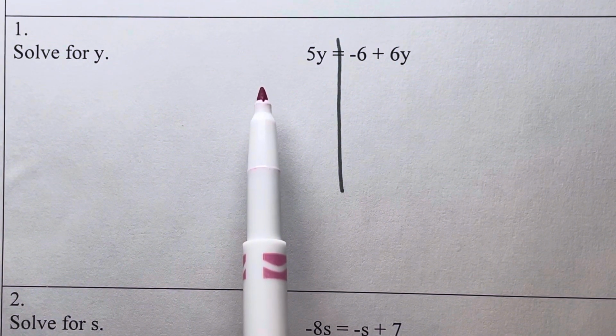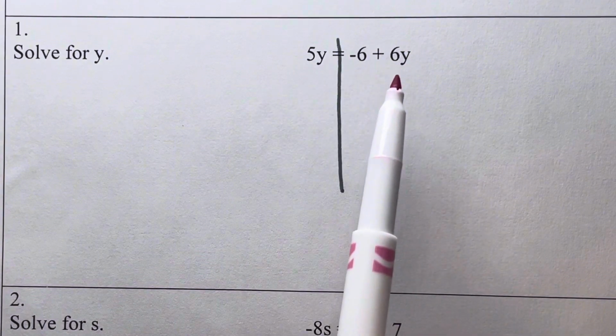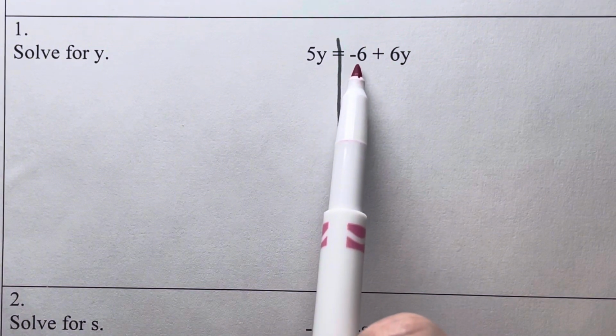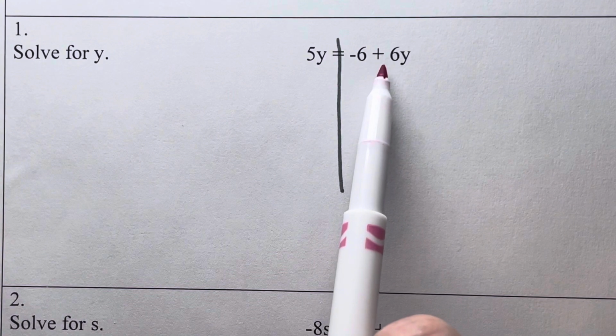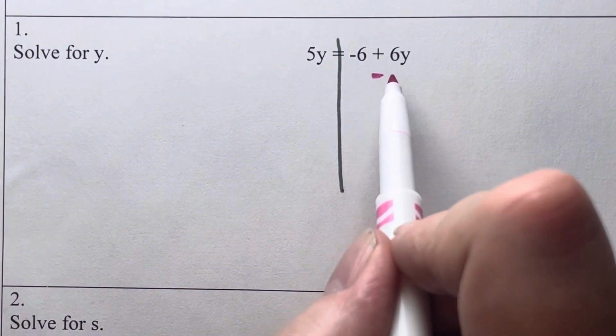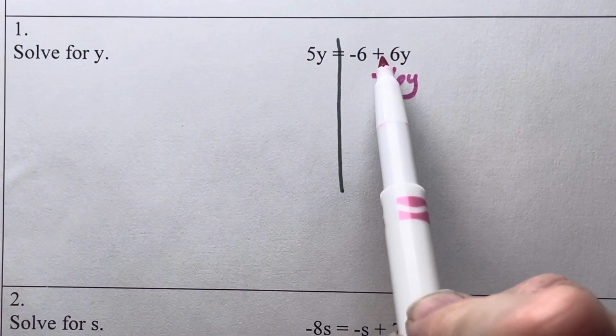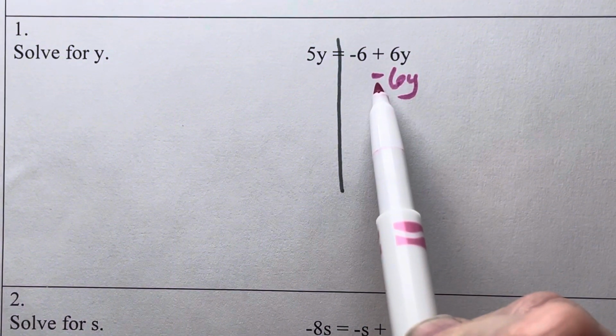Remembering that your goal is to get all of your variable, all of the y's, to one side of the river away from any constant terms. That's the goal. So if I want to get all of the y's on one side of the river away from this -6, then the shortest, fastest way to get there would be to subtract over this 6y. It is adding in the problem, so I do its opposite. I'm going to subtract it.